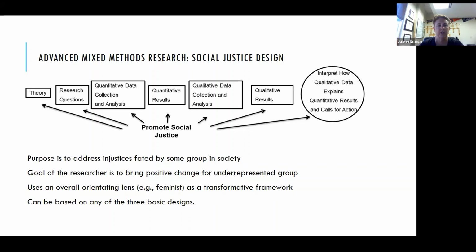and calls for action. So all along the way, at every part of this process, we're looking for ways that we can make something better. And the purpose is to address problems and issues that may be happening in society as a larger whole.